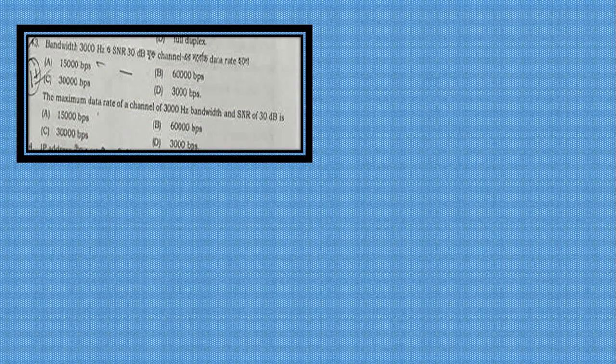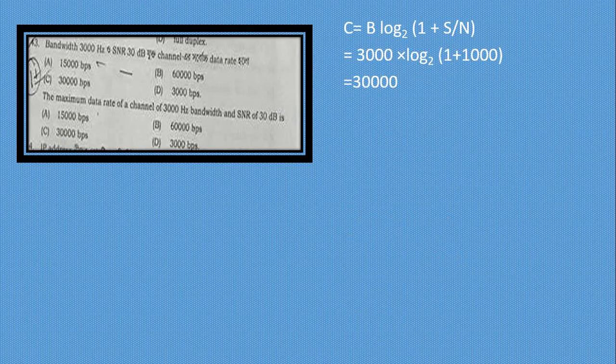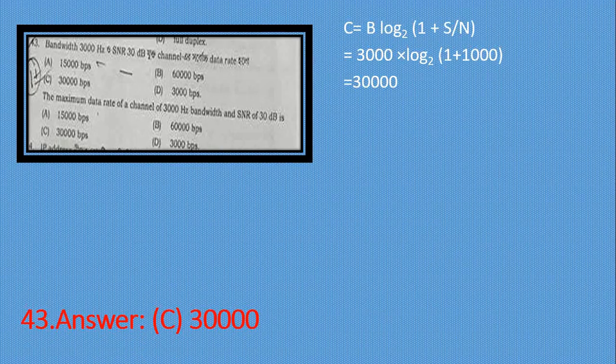The maximum data rate of a channel of 3000 Hz bandwidth with SNR of 30 dB is, if we calculate this formula, we get 30,000 bps. So option C is the answer.